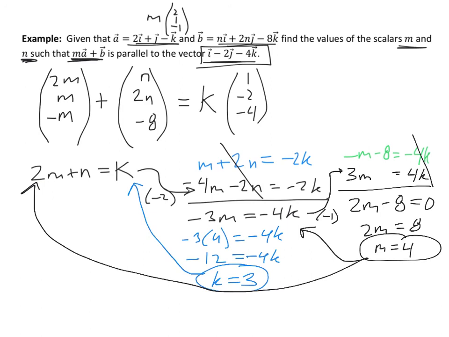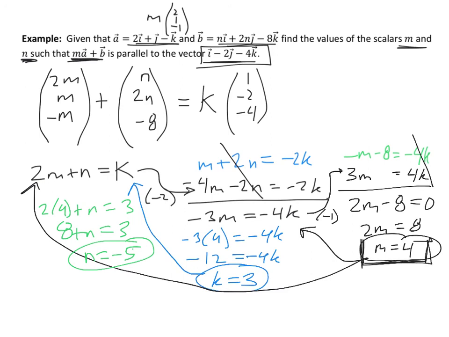Doing all of that will get me 2 times 4 plus n equals 3. 8 plus n equals 3, which means that n has to be negative 5. And so what we found here, the question was asking us what were the values of m and n that allowed these to be parallel. M being 4 and n being negative 5 caused these things to be parallel to one another.